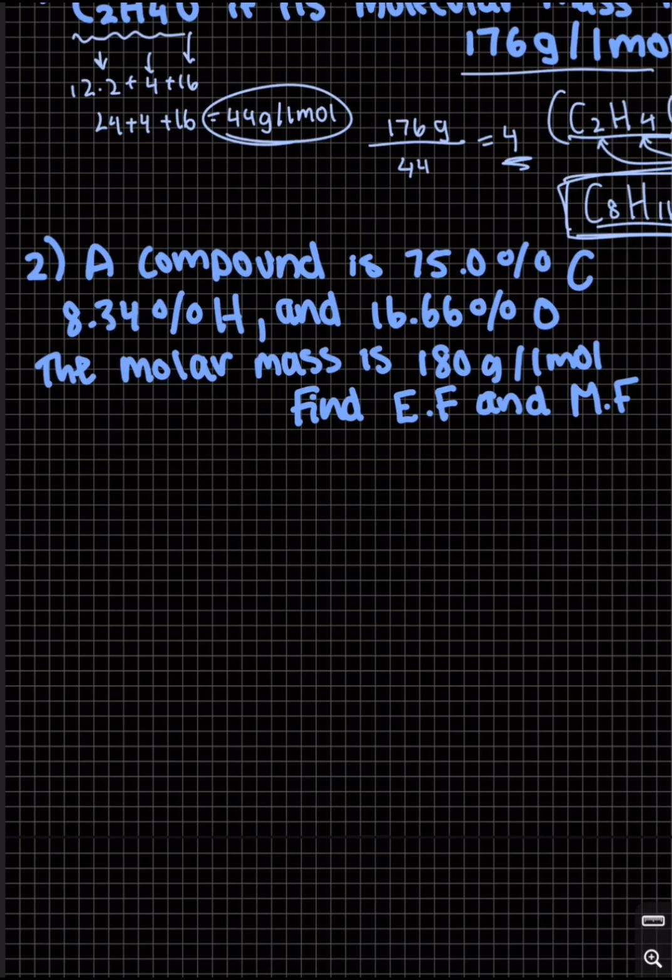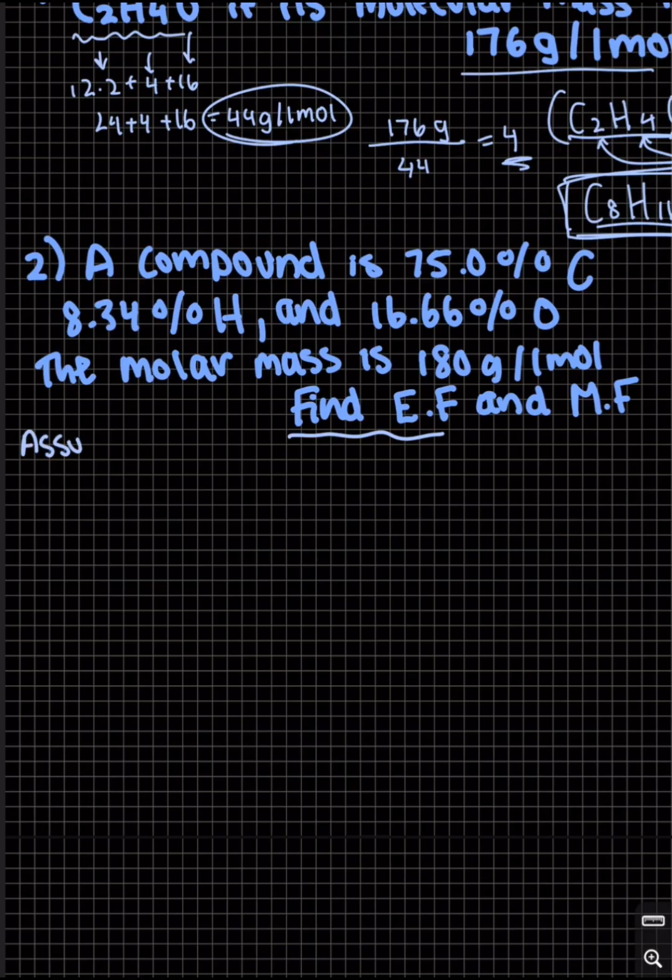Okay, now it's time to do question number 2. Question number 2 says, a compound is found to be 75.0% carbon, 8.34% hydrogen, and 16.66% oxygen. Its molar mass is 180 grams per 1 mole. Find the empirical formula and the molecular formula. Okay, so our first step is to find the empirical formula.